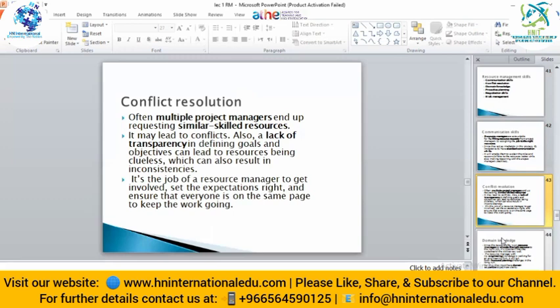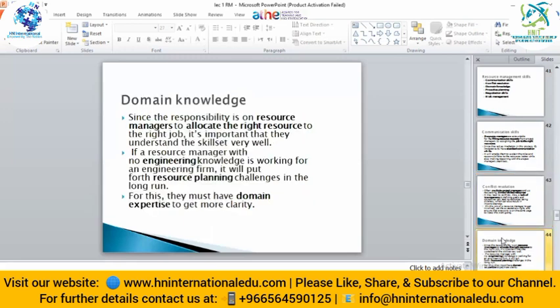So it's the job of the resource manager to get involved, set the expectations right, and ensure that everyone is on the same page to keep work going. There should not be any halt whenever the work is in progress. If there is any miscommunication between the employees, or any ambiguity in the work, we have to solve that as a resource manager.